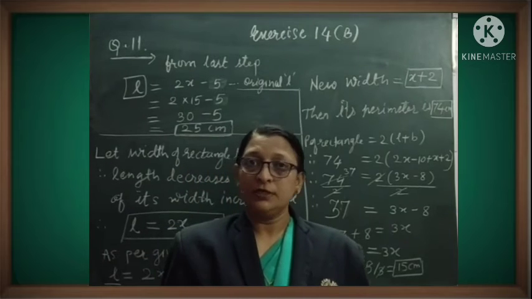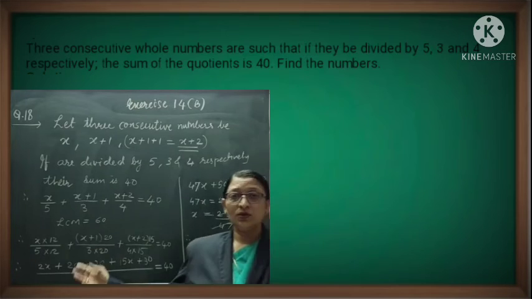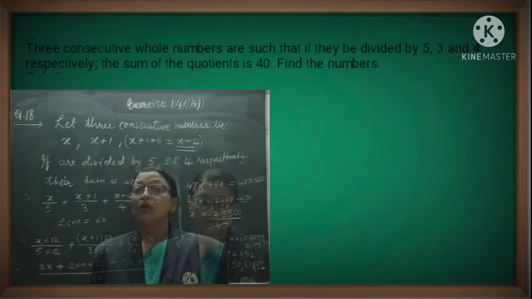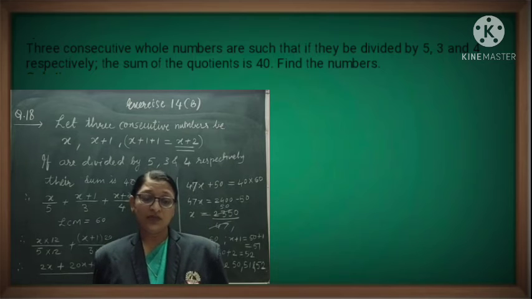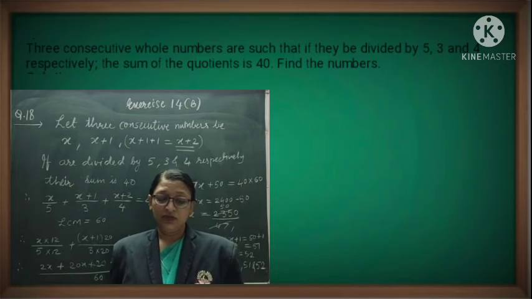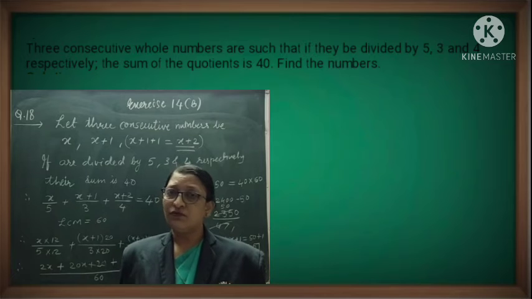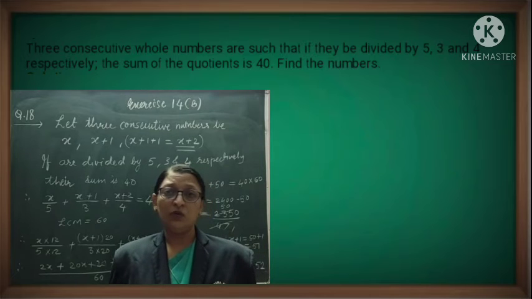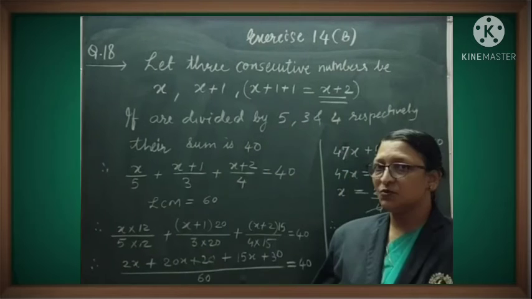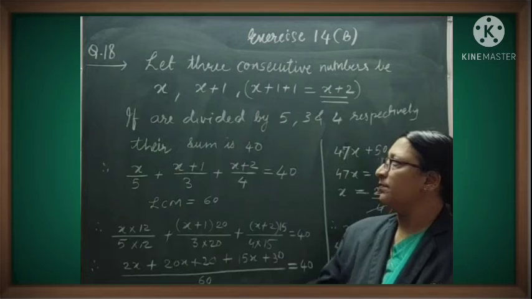Here we approach the next question. Here is question number 18. 3 consecutive whole numbers are such that if they are divided by 5, 3 and 4, their sum is 40. We need to find out each of the numbers. Let us move to the solution of question 18.